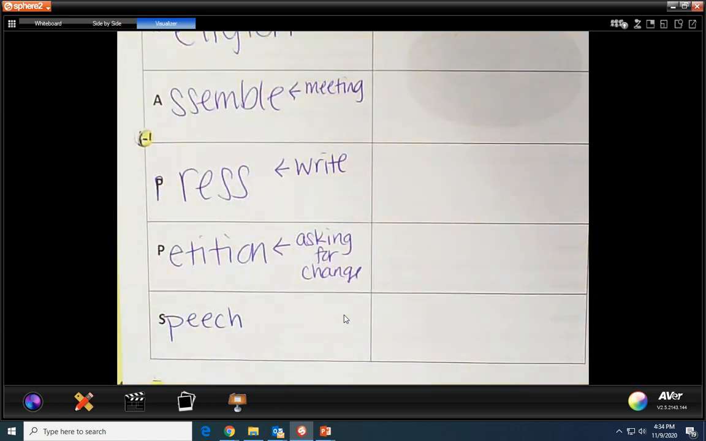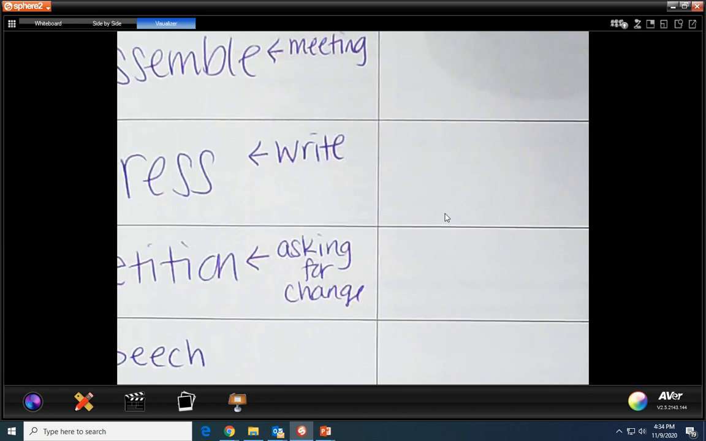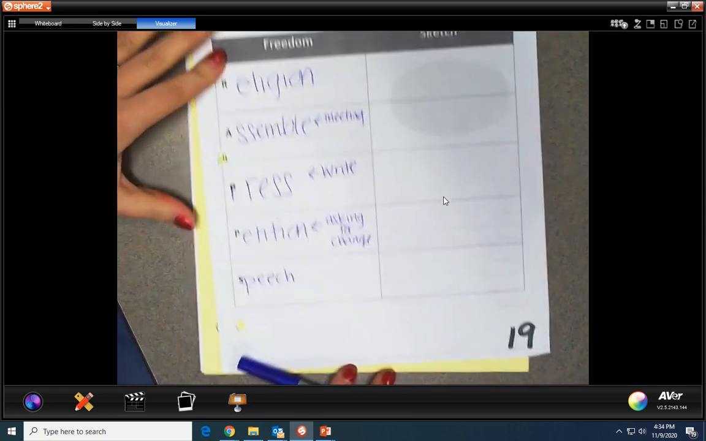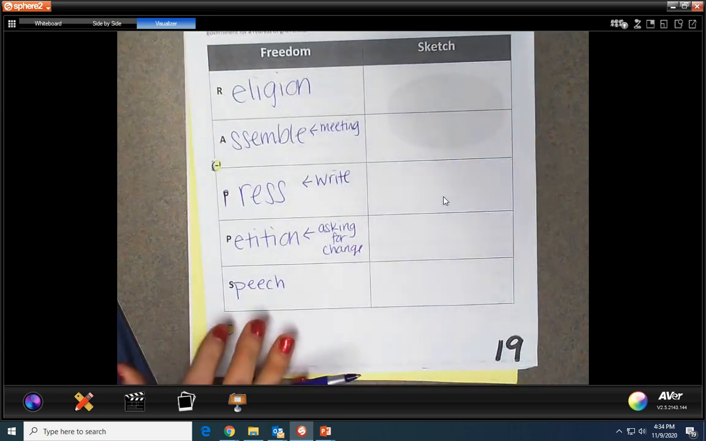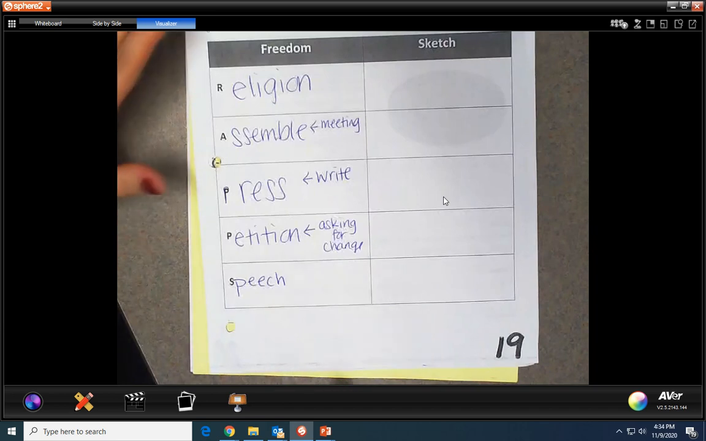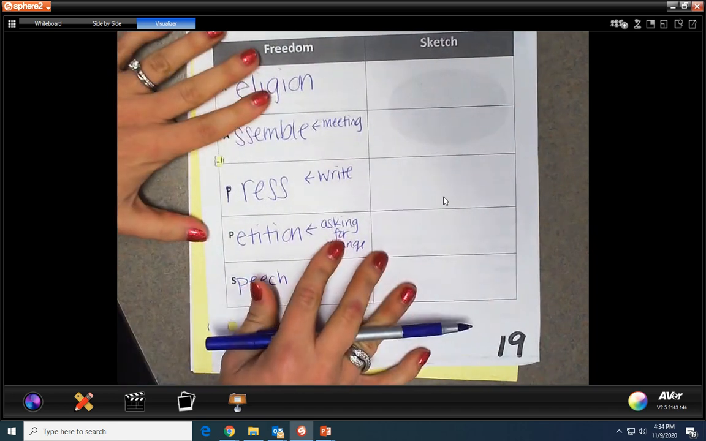Okay, I'm back. Alrighty, you should have this written down, and I should see visuals. How do we picture that these things are happening? So how can we picture these? That's what I want to see for this page. So you may pause this video so that you can finish this assignment.